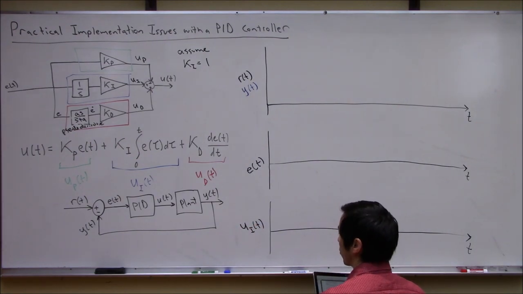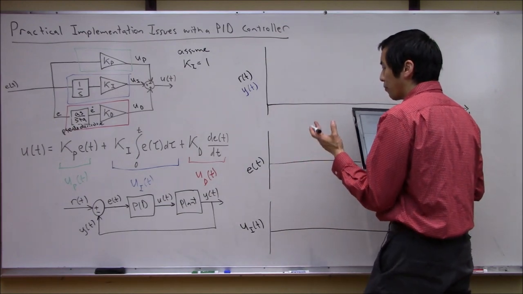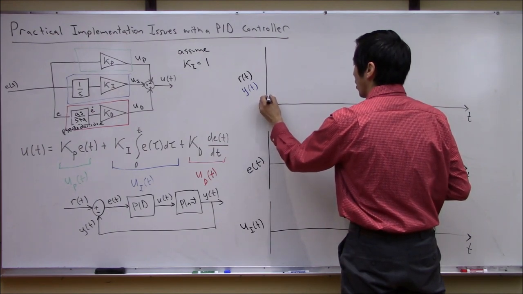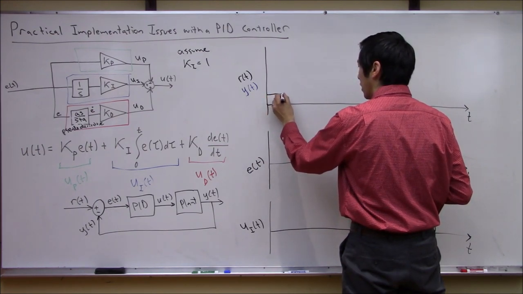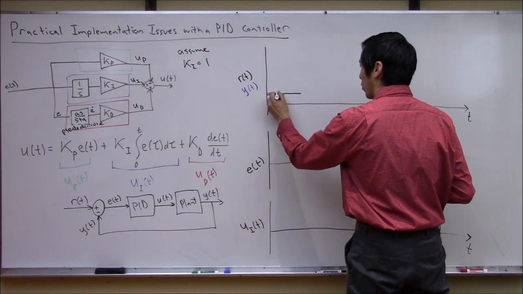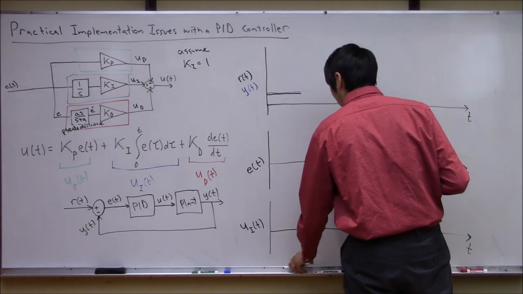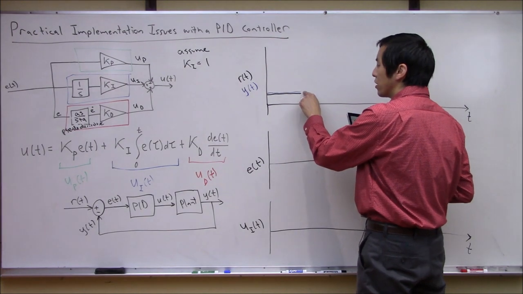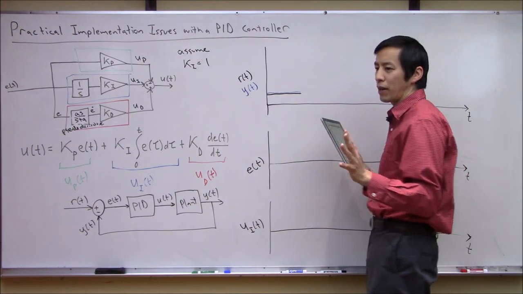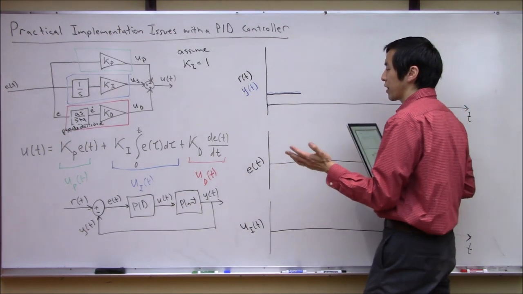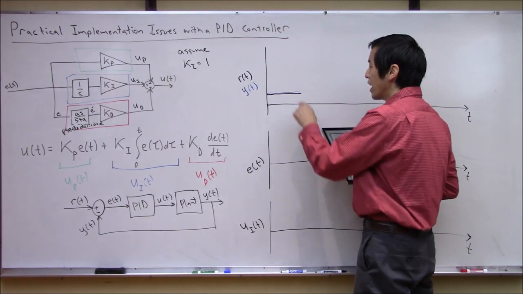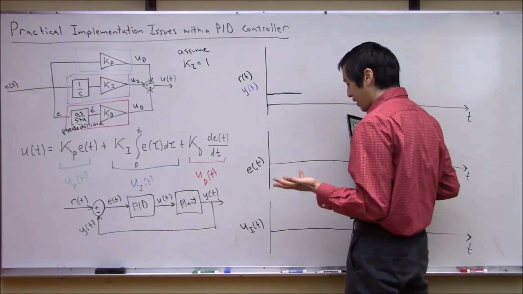So let's think about what's going on. Let's pretend to start with that everything is hunky-dory. What I mean by that is your command is something like this, and the system is sitting at that command. I'm trying to draw these two on top of each other. The system Y of T is exactly where we're commanding it to be, R of T. If you think of this as a cruise controller in your car, the black line is how fast you want to be going, and the blue line is how fast you actually are going. In this case, both are exactly the same value.